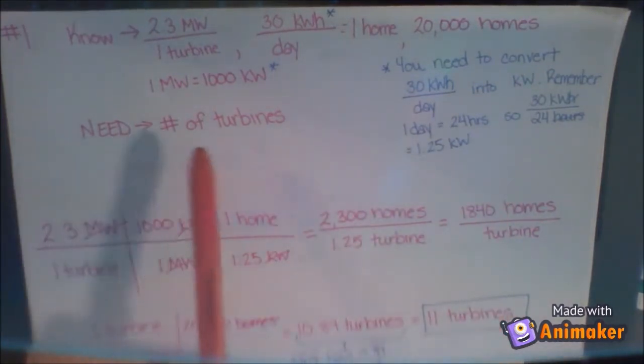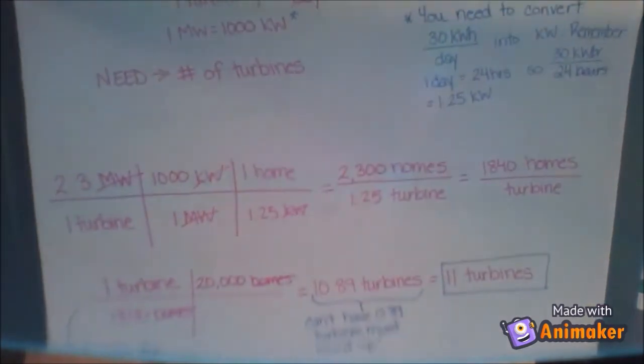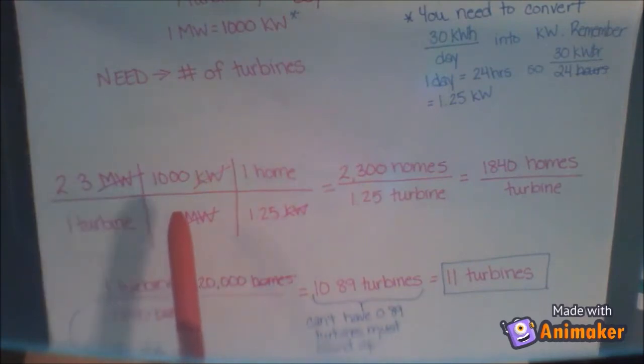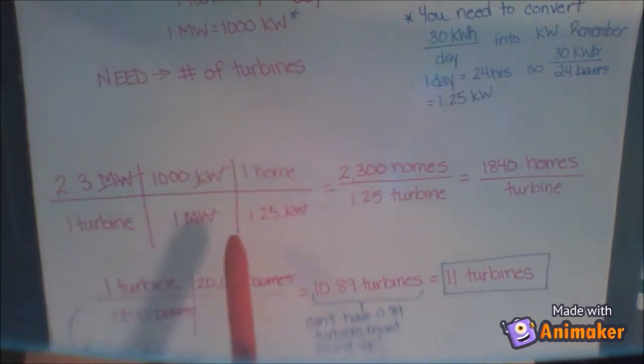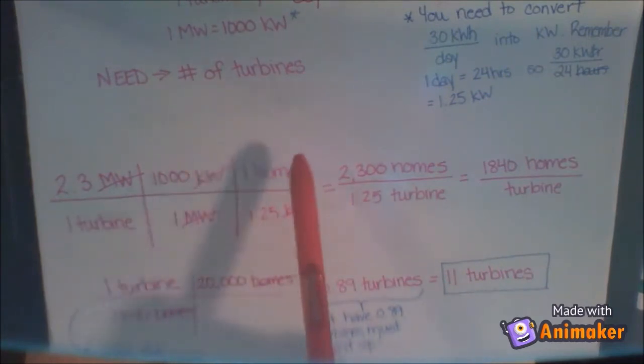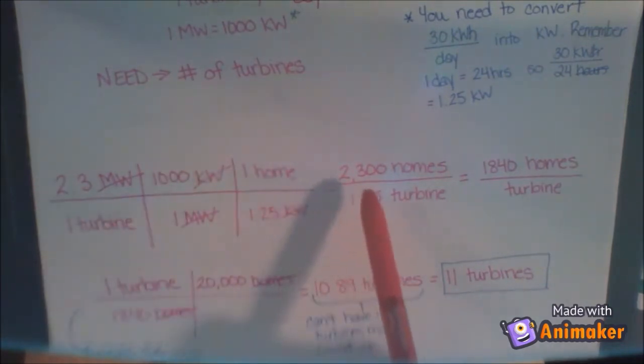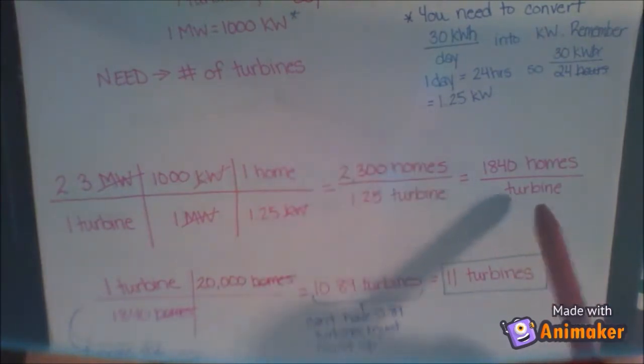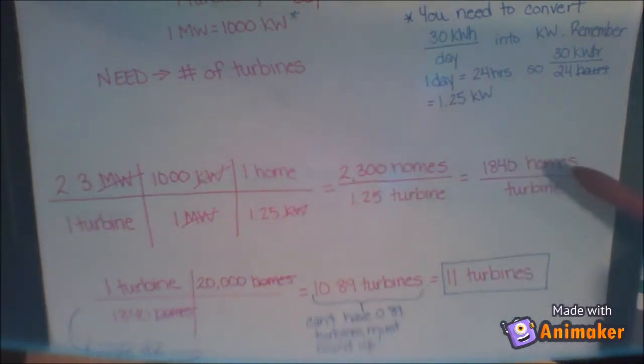So we know our need is number of turbines. So how do we solve that? We solve that by taking 2.3 megawatts over 1 turbine, multiplied by 1,000 kilowatts over 1 megawatt, multiplied by 1 home over 1.25 kilowatts. So this way we have everything crossed out except for homes and turbines. That gives us 2,300 homes for 1.25 turbines, which tells us that 1 turbine can power 1,840 homes.